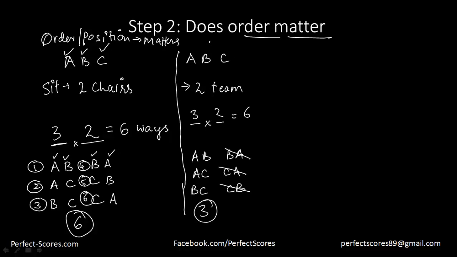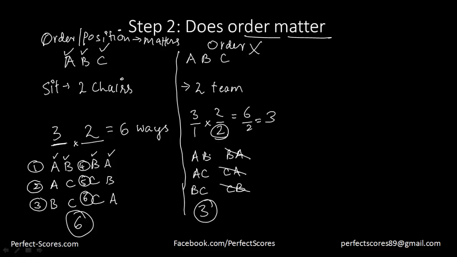However, in this case, the order does not matter, right? Even if I select A first or B first, it's not going to matter as long as they're getting selected. So when the order does not matter, what do I have to do here? Over here, I was supposed to divide it by 2 so that I get my answer as 3. Now, why did this 2 come? I'm not going to just tell you to divide by the number of slots. I'm going to show you the logic here.